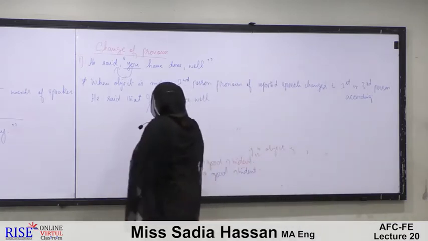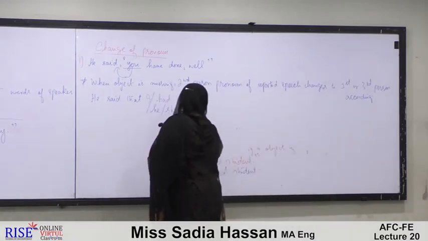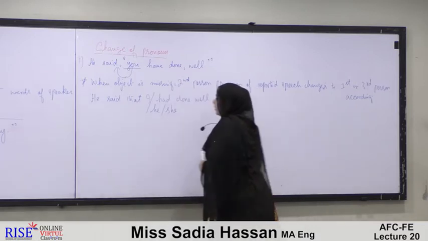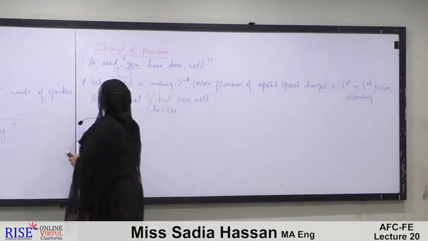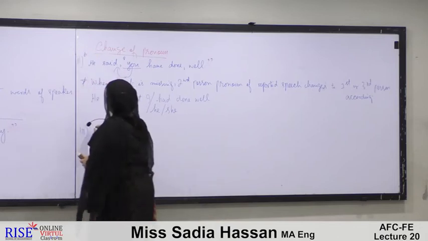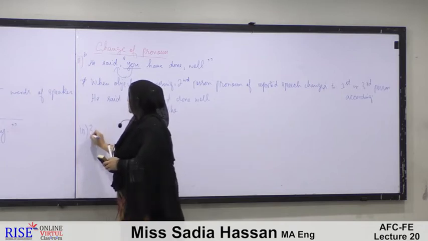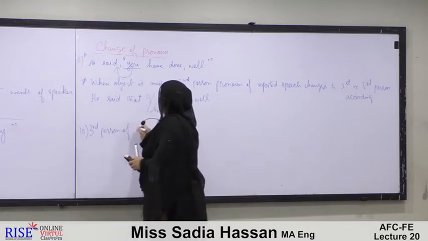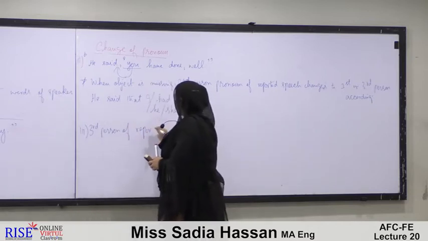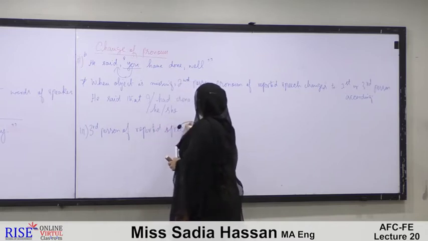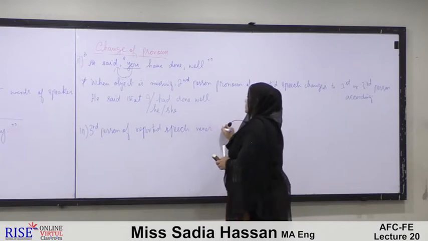Now we move on to the third rule of change of pronoun. What is the third rule? That third rule must be about the third person. It was second B. Fine. Third rule is what? Third person of reported speech never changes.